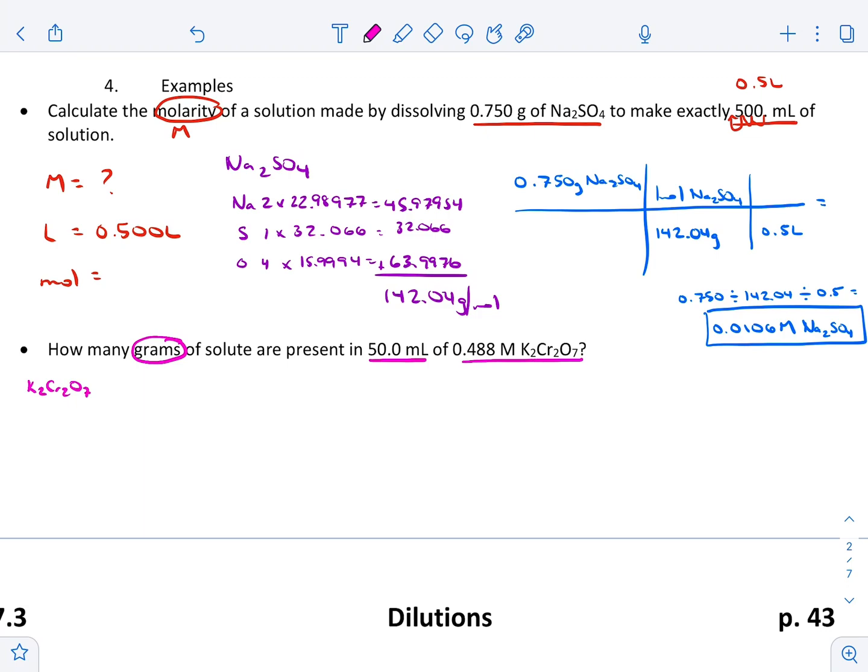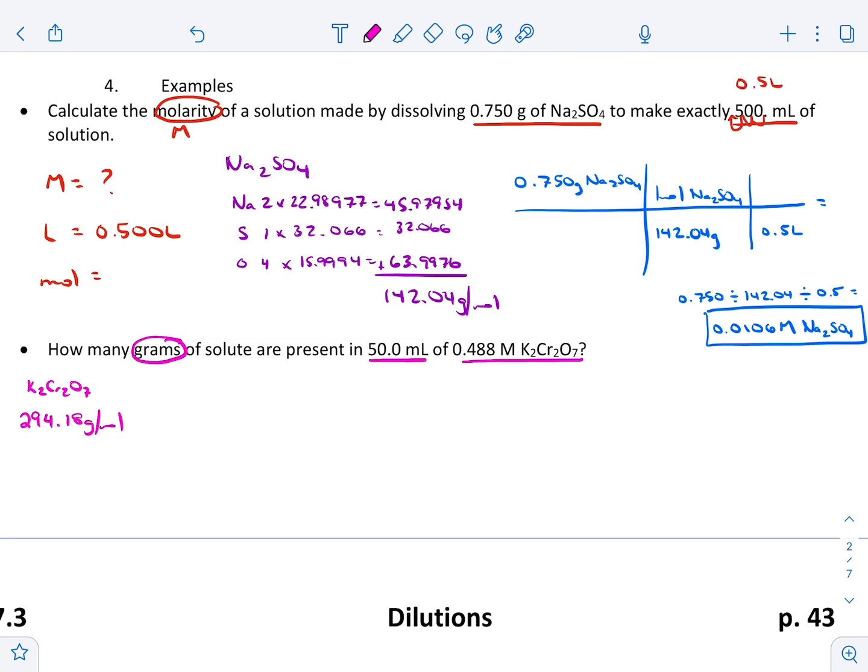So let's go ahead and take 2 times 39.0983. And then we're going to add that to 2 times 51.9961 plus, this time, 7 times 15.9994. And our molar mass here of K2Cr2O7 is 294.18 grams per mole.